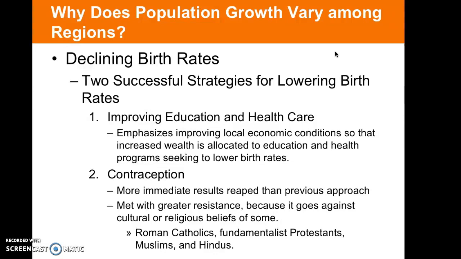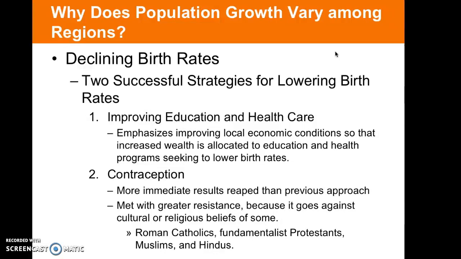And again, declining birth rates is a positive thing for a country, particularly if it has a really high population growth rate. And then access to contraception. So we're not just looking at general healthcare, we're looking at contraceptive healthcare and education about it. So women are able to access it.